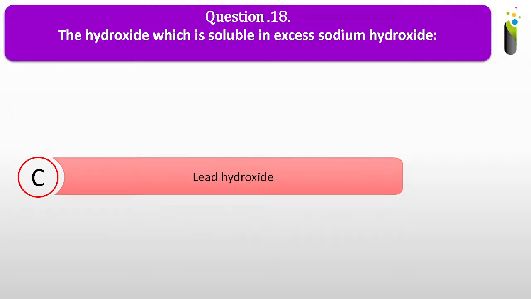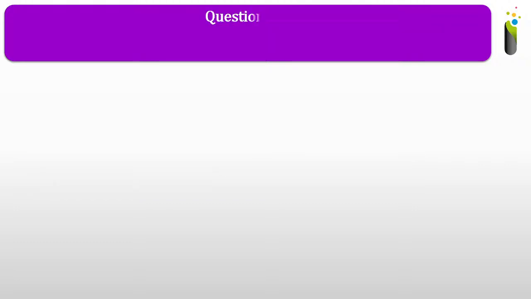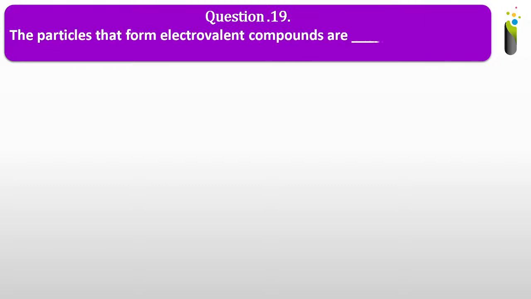And the correct answer for this question is C. Lead hydroxide. Coming to the next question, number 19. The particles that form electrovalent compounds are dash and the bonds between them are dash.